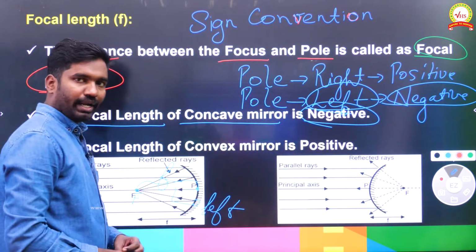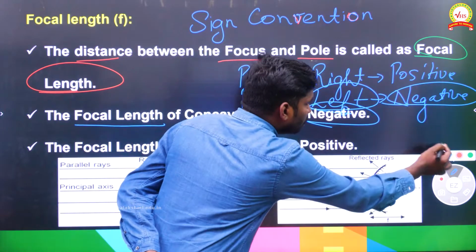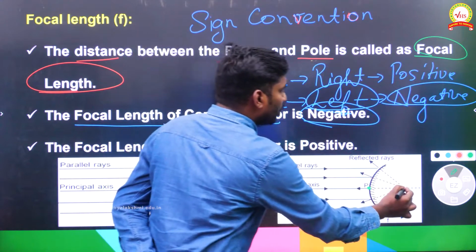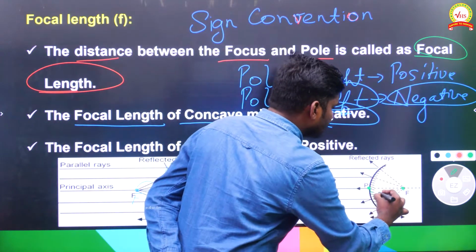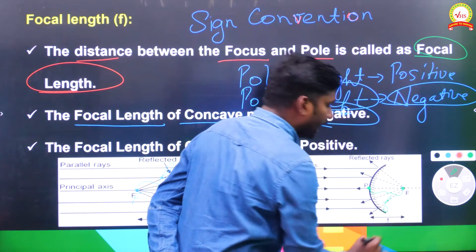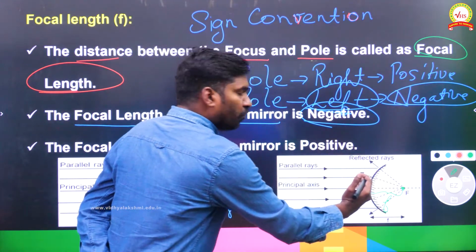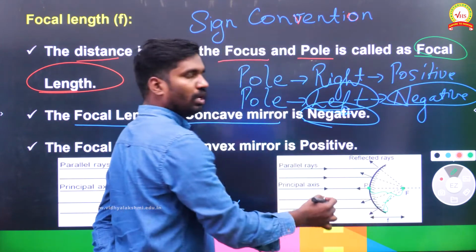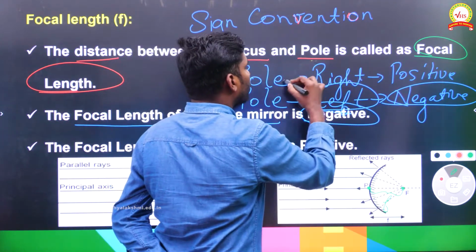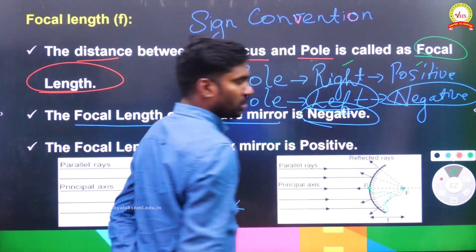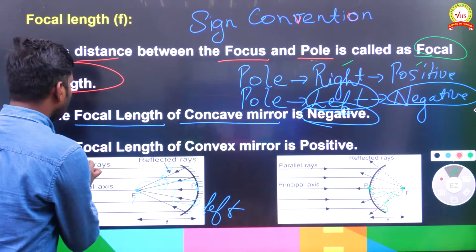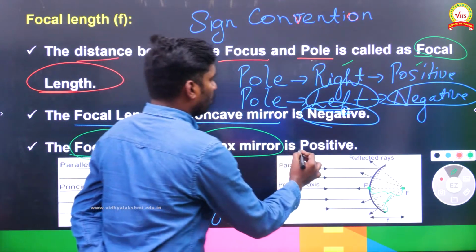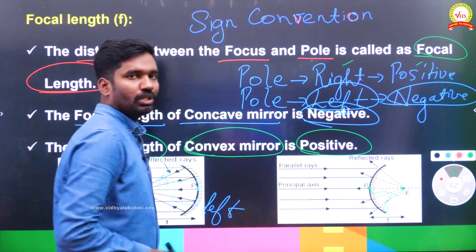Likewise, if you are checking a convex mirror, this is going to be the pole, and this point will be our focus, and this length only we will be calling the focal length. Here, the focal length is located towards the right from the pole. Already we said that the distance from the pole towards the right is taken as positive. So the focal length of a convex mirror is going to be positive.